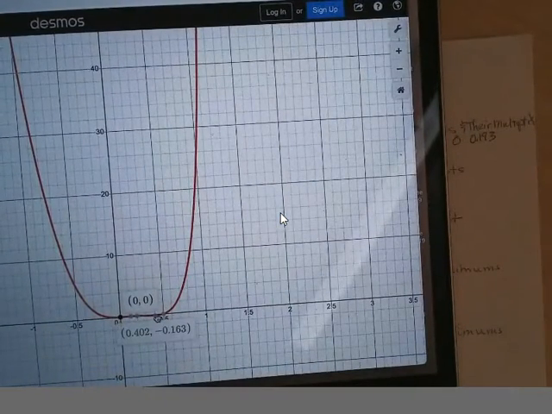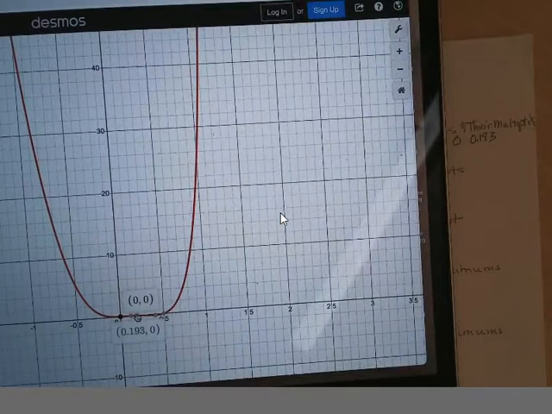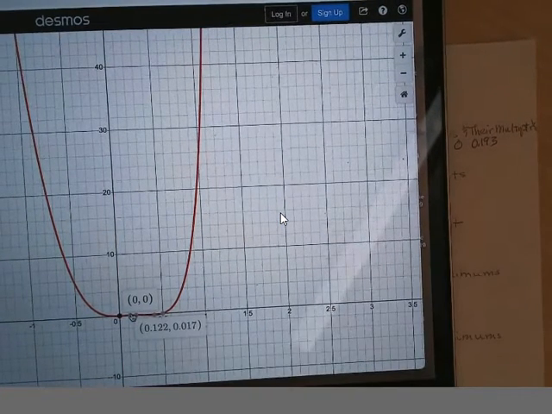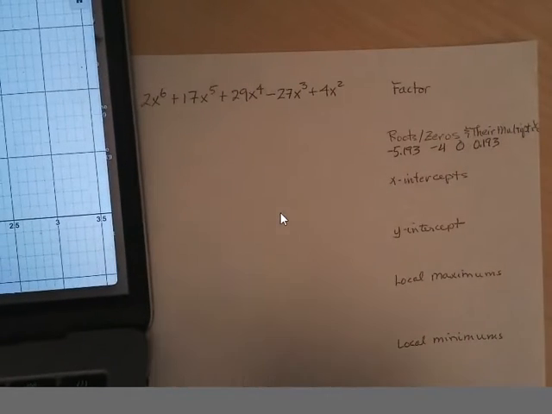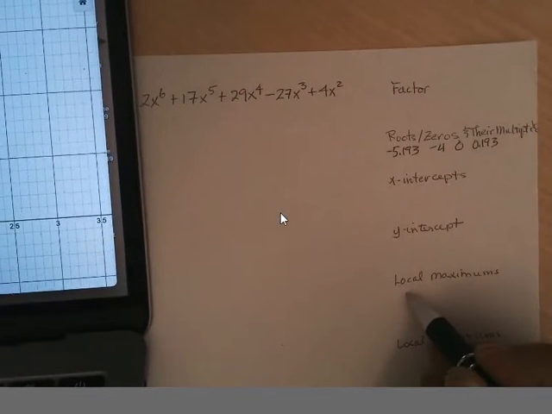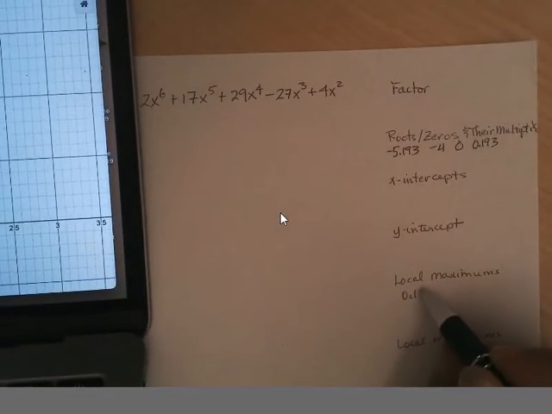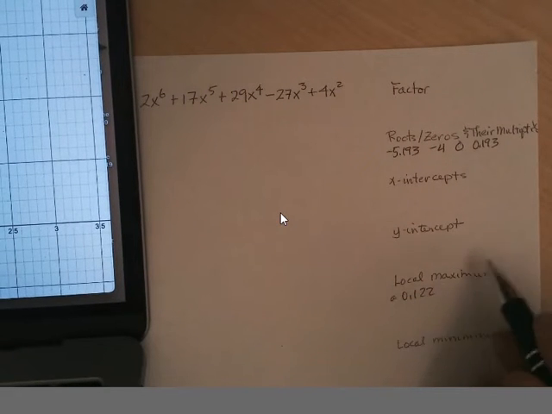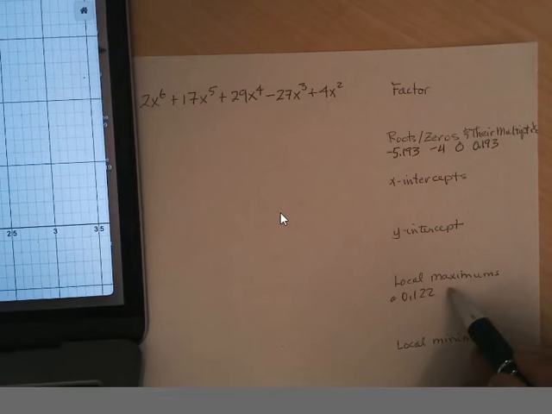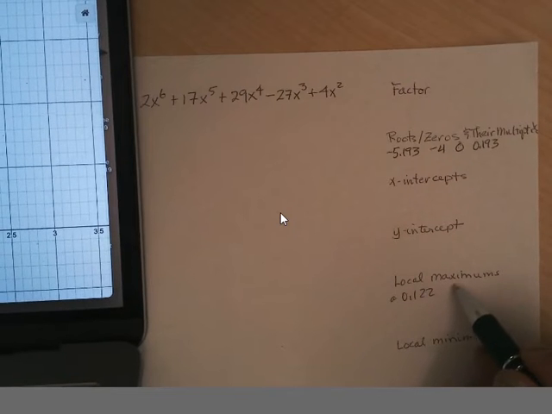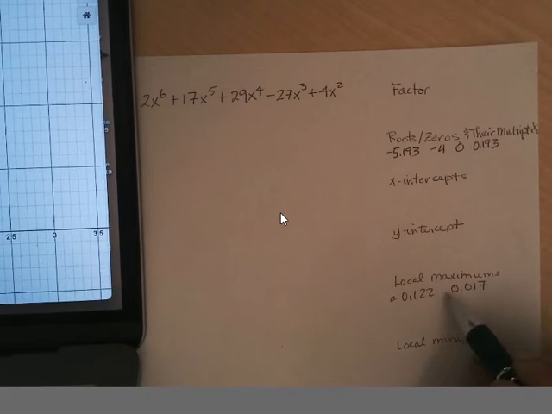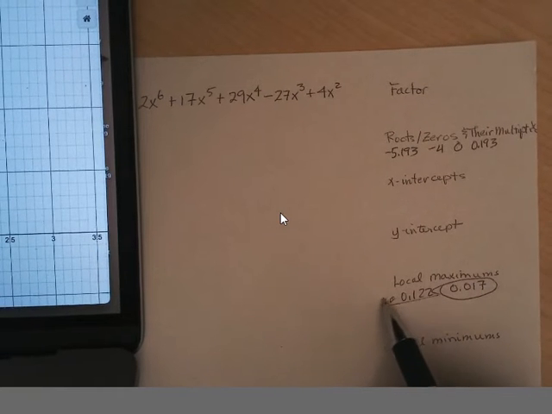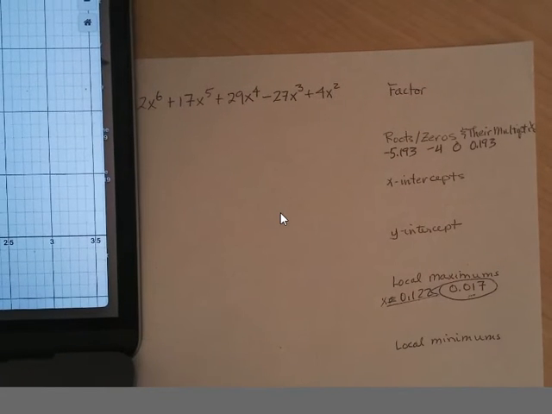And that's below. So this looks like right here is a high spot in this area, a local maximum. The local maximum is 0.017. It happens to be at this x value, 0.122, but the maximum is that, so that's what I would put down.